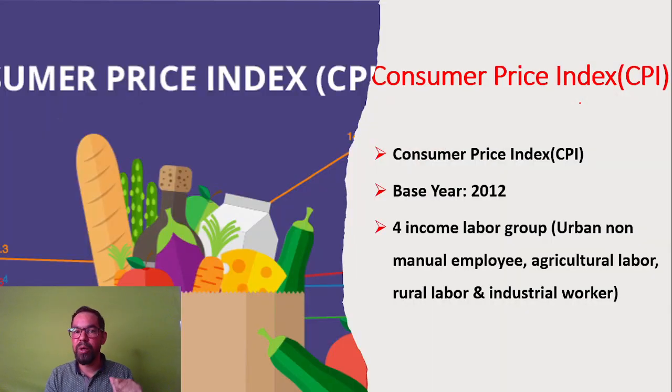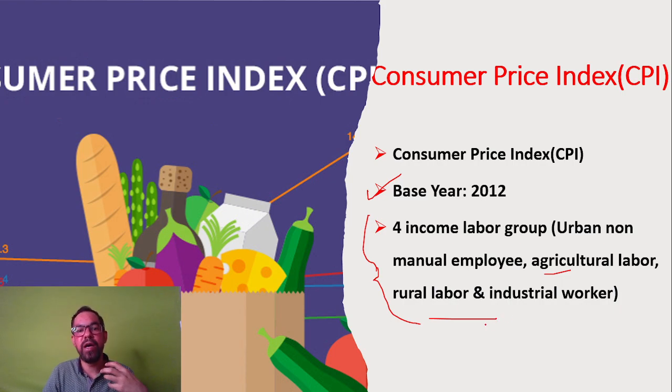Second one, CPI, the consumer price index, and this is the government index right now, because whenever the government comes with its data, like during monetary policy and fiscal policy, they use CPI as a benchmark. The consumer price index base year is 2012, and here the calculation is generally done on the basis of four core areas. These are urban non-manual employees, then we have agriculture, then rural labor, then industrial worker.